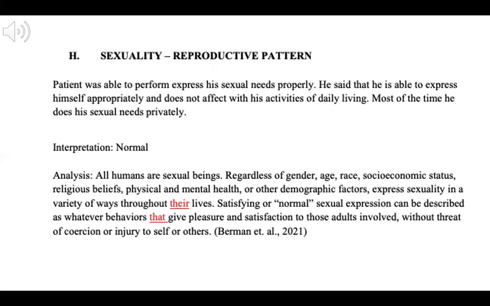The sexuality reproductive pattern is also being examined, under the patterns of functioning, to identify any problem on the sexuality as well as reproductive pattern of the client. Is his sexual relationship satisfying? Is it appropriate to his age and his situation? Are there any problems encountered? Also during examination, if there are problems identified during pelvic examination that warrants health attention.